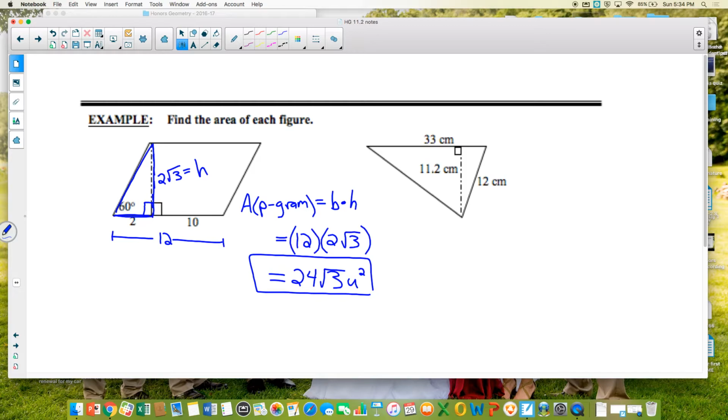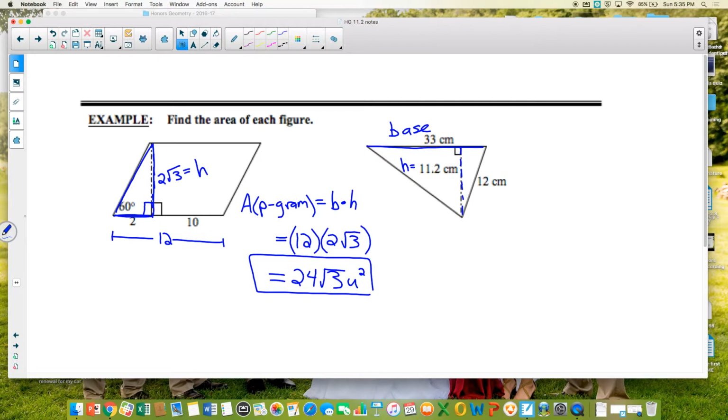Looking at the triangle, we're given a base and height, but this one is a little bit different. This time the base ends up being on top because the only perpendicular segment they give us is right here, this dashed line. So this has to be the height. So if that's the height, the base can't be 12. The base has to be what's perpendicular from the height. So the base is 33.